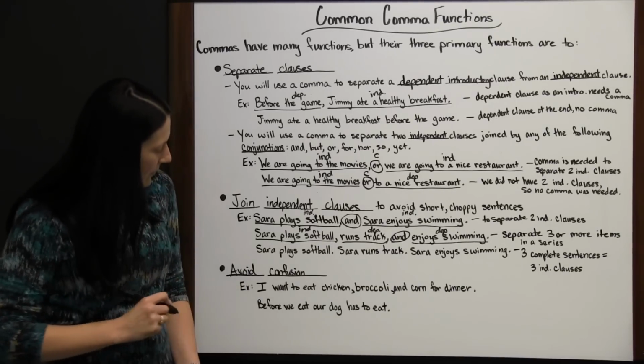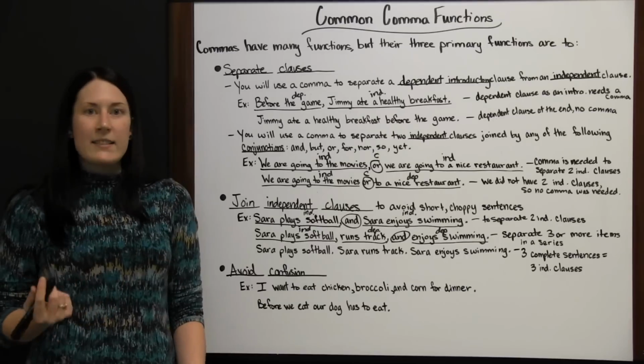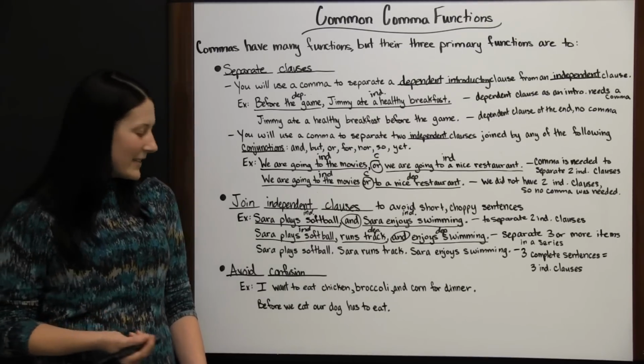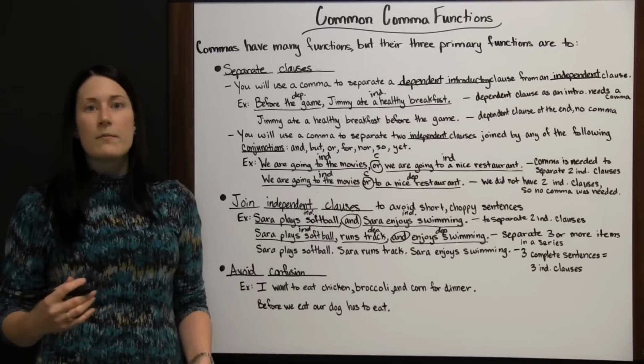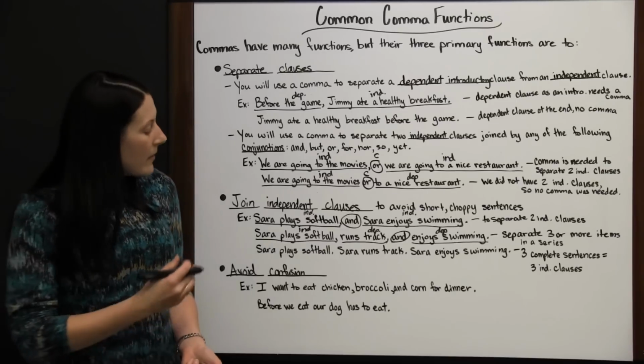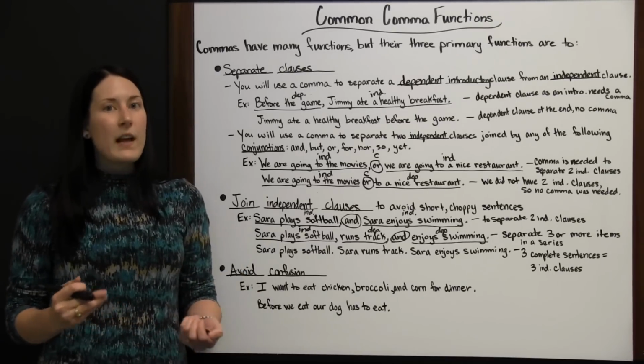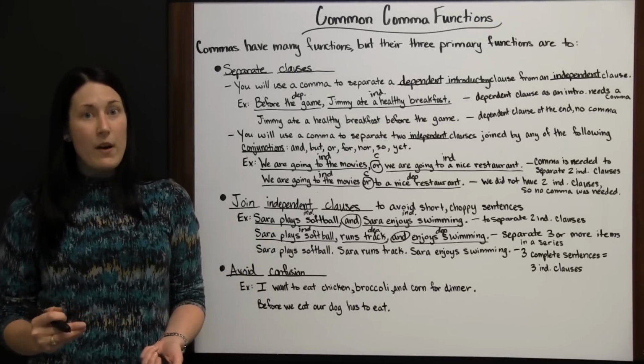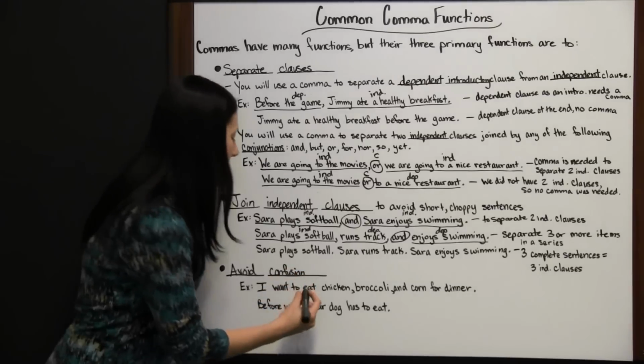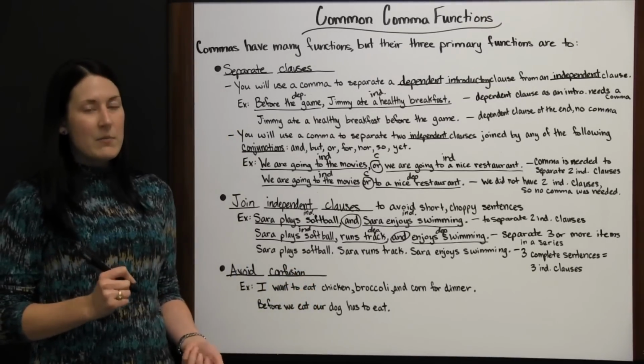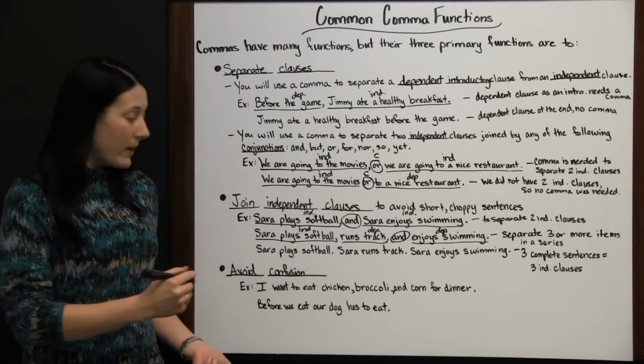Let's look at the next example. Before we eat, our dog has to eat. This doesn't make sense without the comma: before we eat our dog. You're not going to eat your dog. But if you're reading this sentence quickly, without a comma there to slow you down and make you pause, you don't read it correctly. You would have to read it a second or third time to get what the author's meaning actually was.